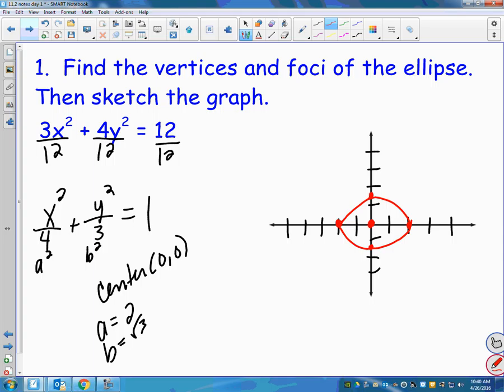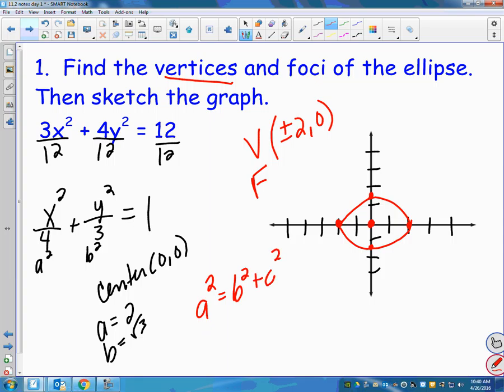If I want you to give me the vertices, they are A units left and right, which we can just look at this and say that my vertices are, what, negative 2, 0, and 2, 0. So it's the same thing. I'm just going to say plus or minus 2, 0. But to find my foci, I have to find C, and that's where you have to know the relationship between A, B, and C. You have to know that A squared equals B squared plus C squared.